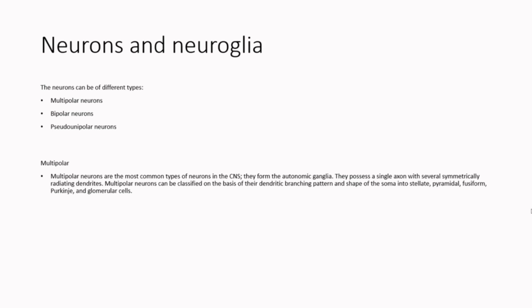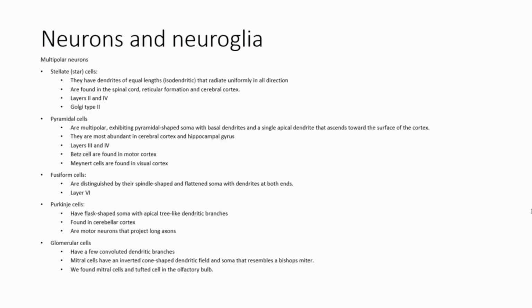They have one single axon, and they have symmetrically radiating dendrites. They can also be further subclassified based on the branching pattern of their dendrites or the shape of their soma. And we can classify them into stellate, pyramidal, fusiform, Purkinje, and glomerular cells. The first three, the stellate, pyramidal, and fusiform, you're going to find abundant in the cerebral cortex. Purkinje cells, you're going to find in the middle layer of the cerebellar cortex. And then you have the glomerular cells, which we find mostly in the olfactory system.